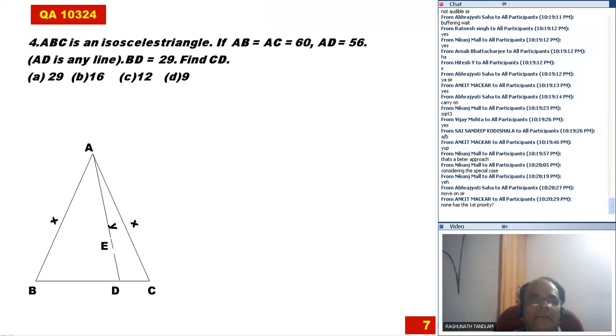Take this. This question has come in various formats in CAT, XAT, and other exams. ABC is an isosceles triangle. If AB equals AC equals 60, AD equals 56.